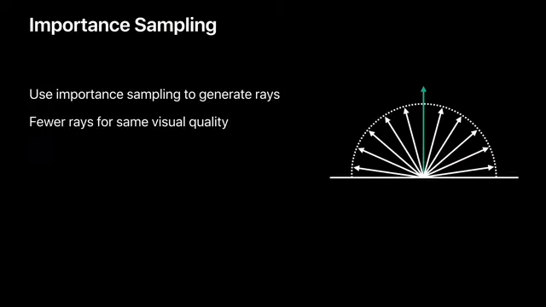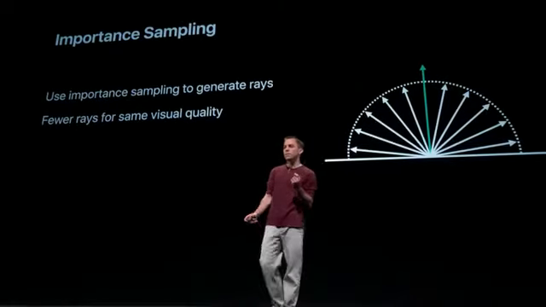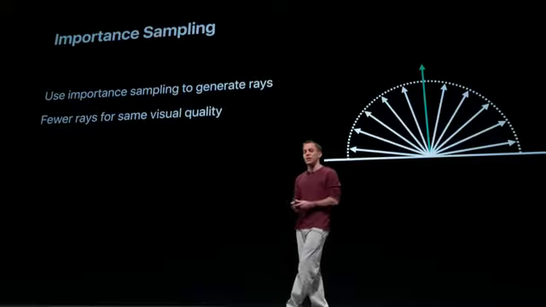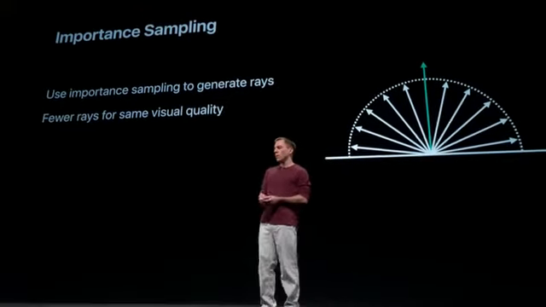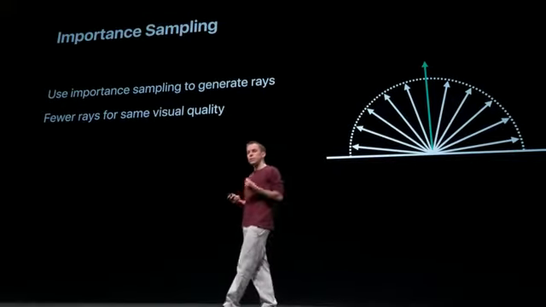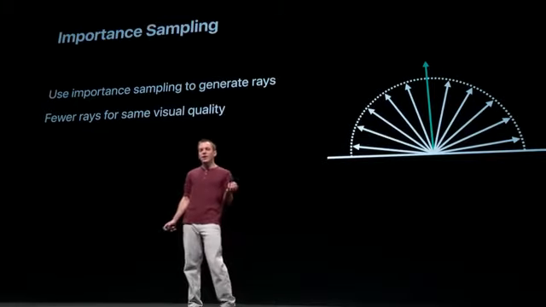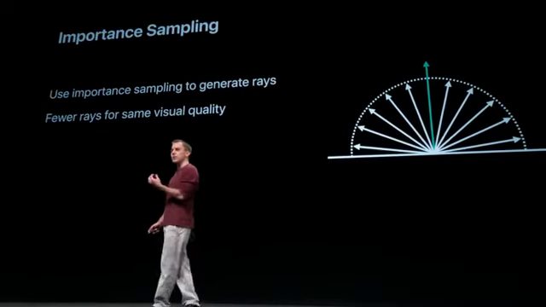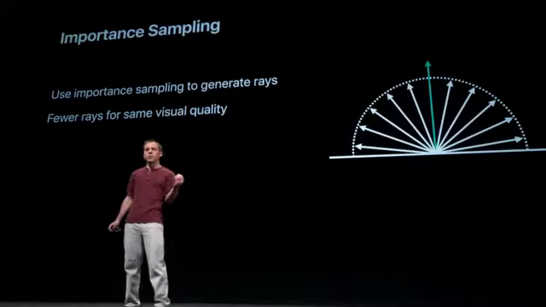Now, as I've mentioned a couple of times now, in a real-time application, we're really trying to limit ourselves to just 1 or 2 rays per pixel. So we need to use these rays as efficiently as we can. One of the ways to do this is importance sampling. The general idea here is to fire rays in the directions where we expect they'll contribute most to our final image.